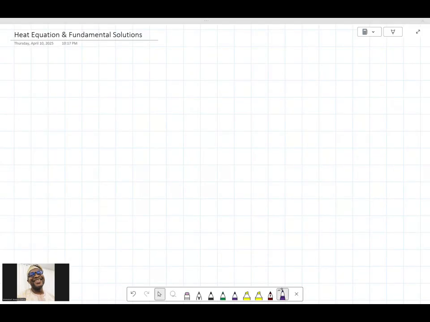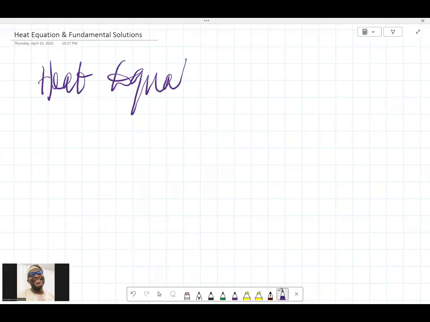In this video, we still continue with partial differential equations as we look at the heat equation once again. We've talked about the heat equation a couple of times, but now we're looking at the heat equation and fundamental solutions. So let's go. The first thing is, we review the idea of the heat equation once more, though we've talked about it a couple of times.